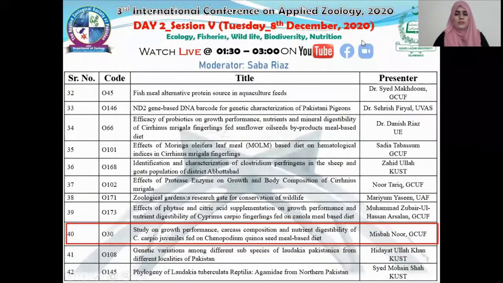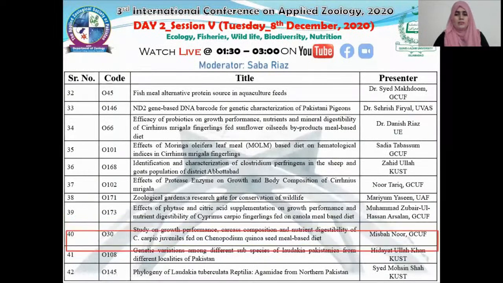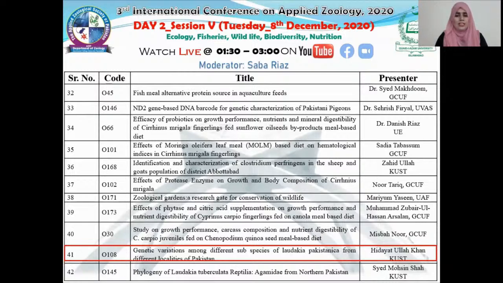Thank you, Ms. Banur, for the superb talk. Now, I would like to call the second last speaker of the session, Hidayatullah Khan from Kahar University of Science and Technology, to discuss the genetic variations among different subspecies of Lodakkia pakistanica from different localities of Pakistan. Please, Hidayatullah Khan.